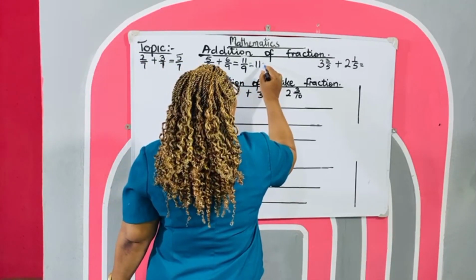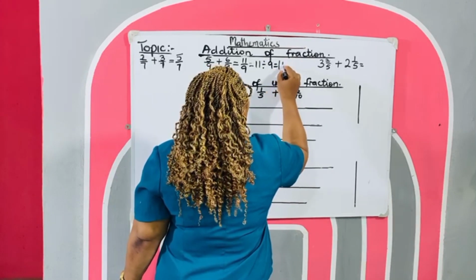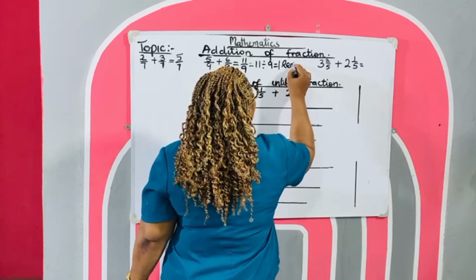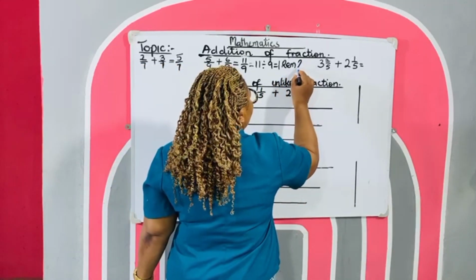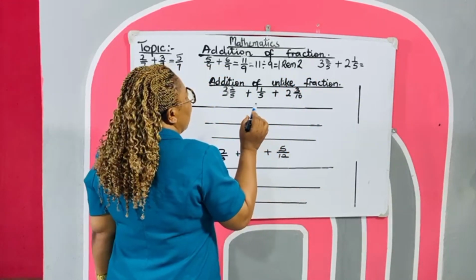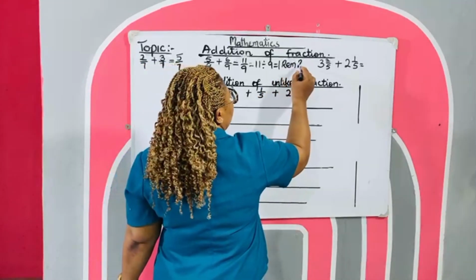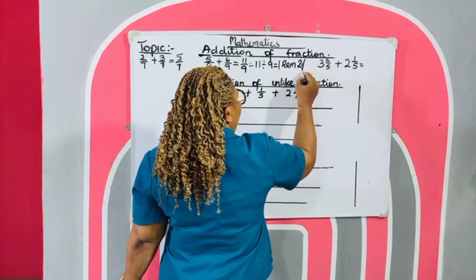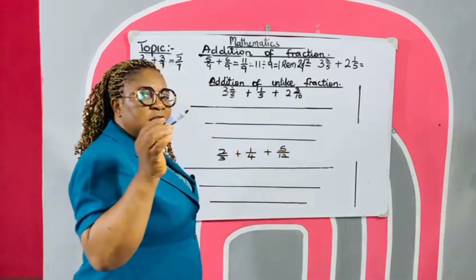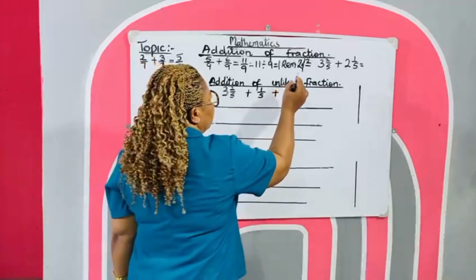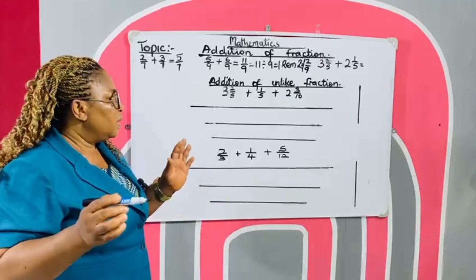I want to change it to a mixed fraction. 11 divided by 9 will give you 1, remainder what? 9, 10, 11. Remainder 2. You see? The answer is going to be 1 whole number 2 over the denominator, which remains the same, 9. So 1 whole number 2 over 9.